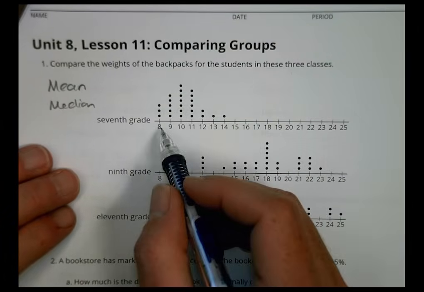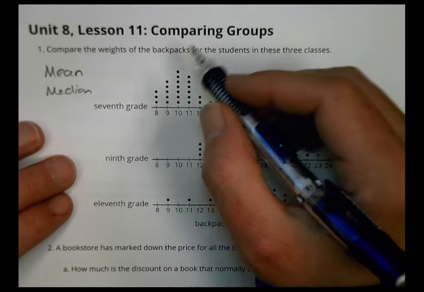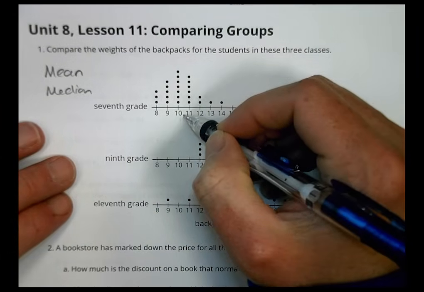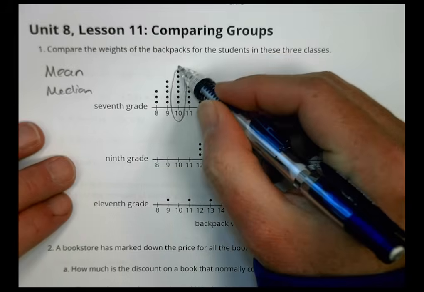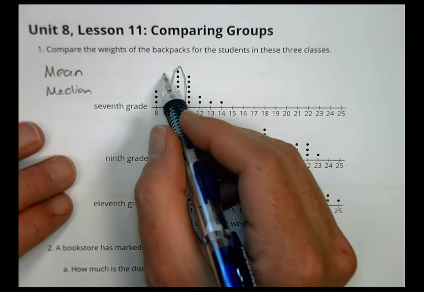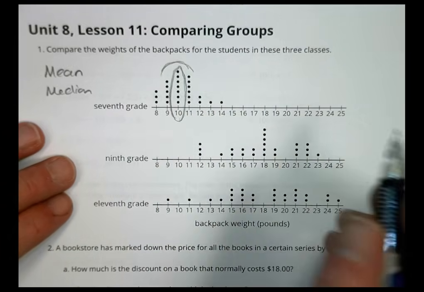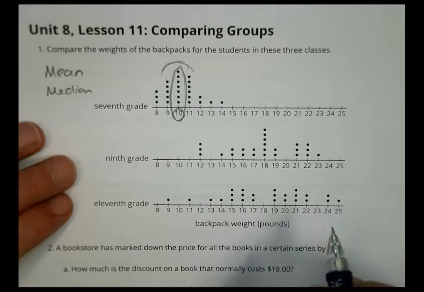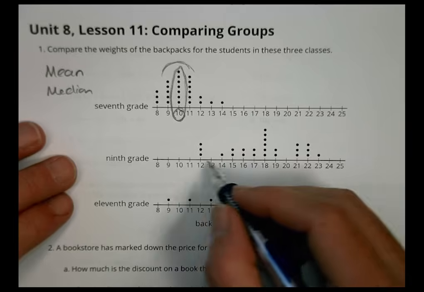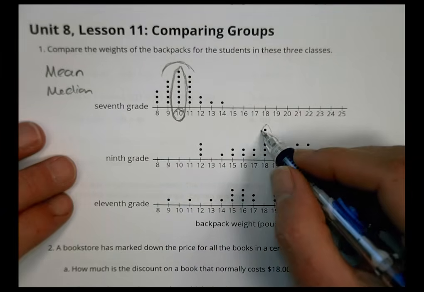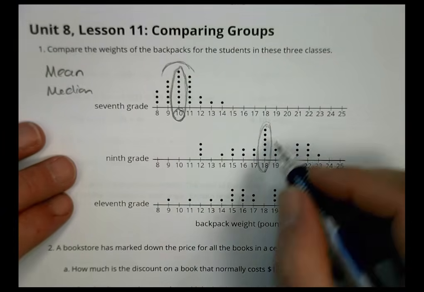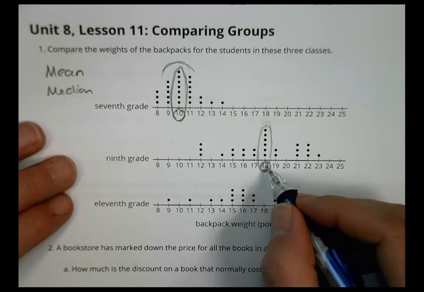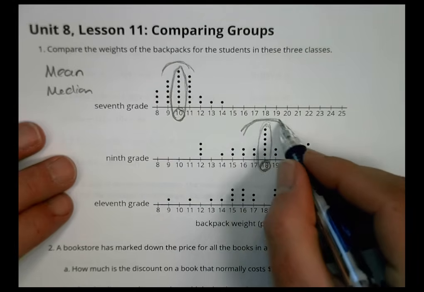So for example, I have 7th grade. In 7th grade, it seems to be that there's a lot of backpacks that are kind of in this range here and just a little bit in that little bandwidth. So most kids have a backpack that weighs about 10 pounds in 7th grade. In the 9th grade, I can have a high point here, but that seems to be about the middle as well of the data point. So 9th grade backpacks on average seem to weigh somewhere about 18 pounds.